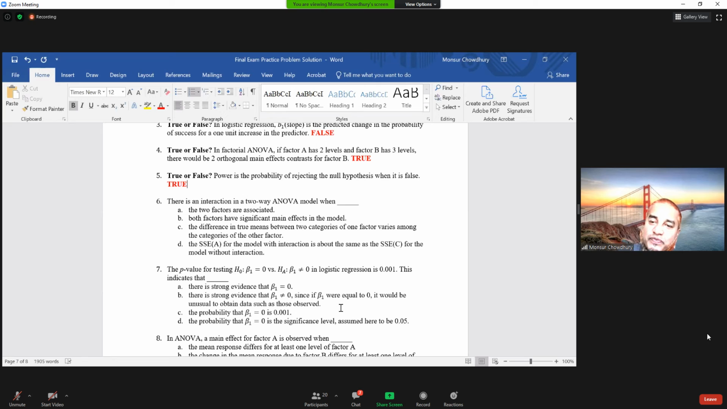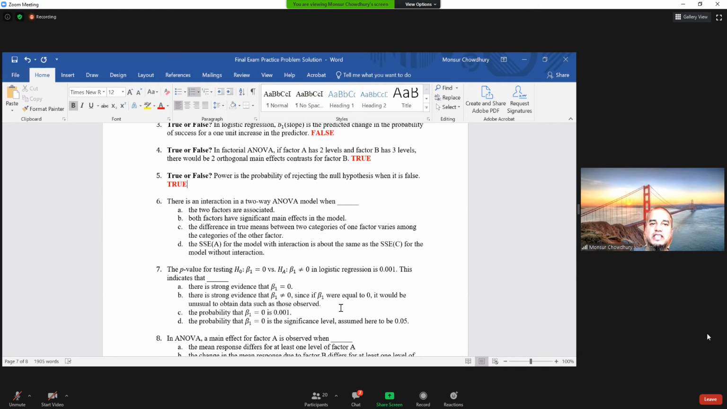Interaction effect means if we change the levels of one factor, the difference in responses changes based on the values of the other factors. So this is what we mean by interactions. Two factors interact means whenever we change the levels of one factor, the responses change based on the values of the other factors. And this is what we mean by the interaction.